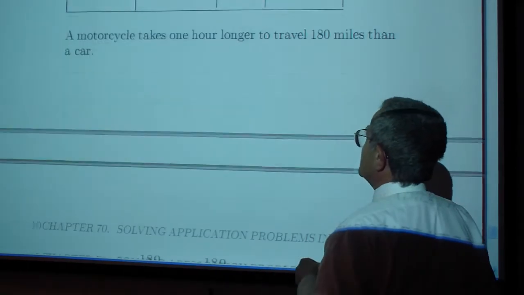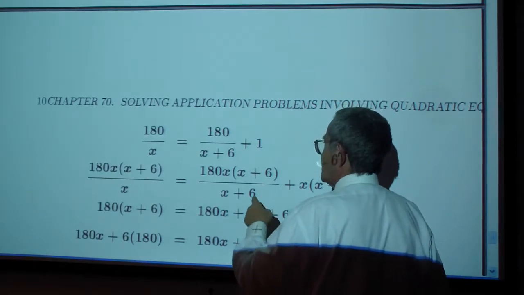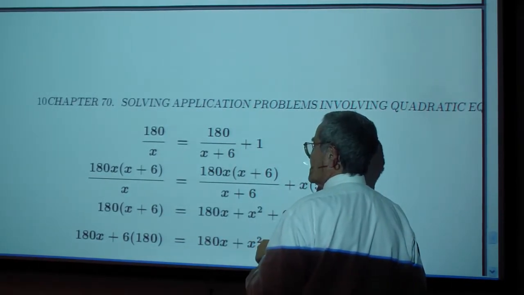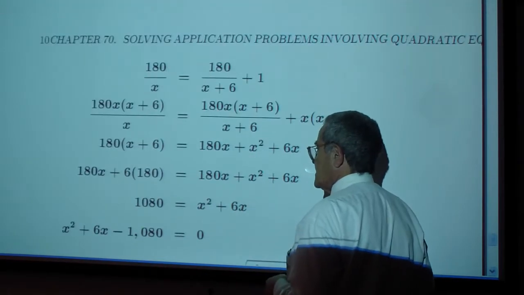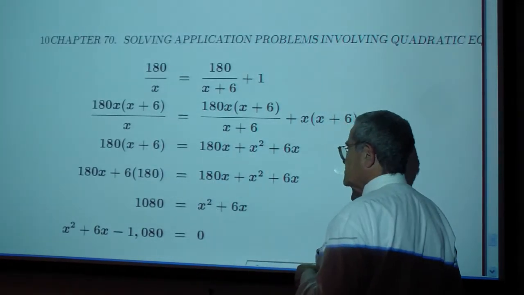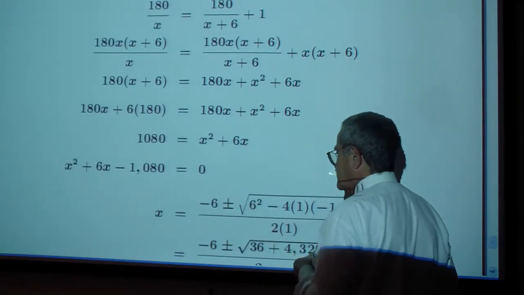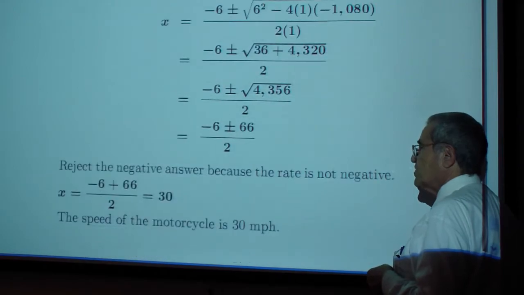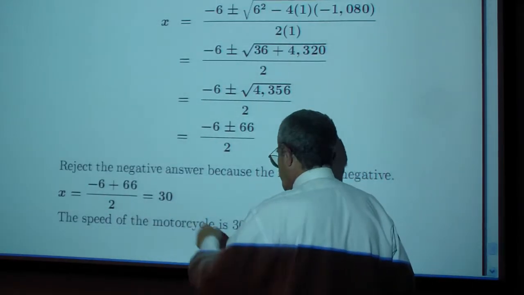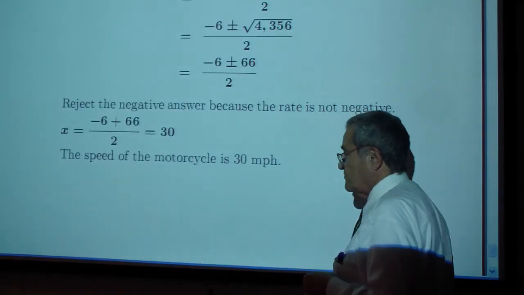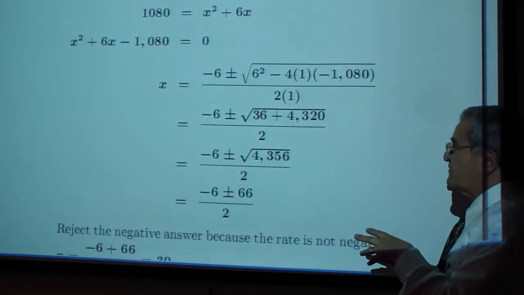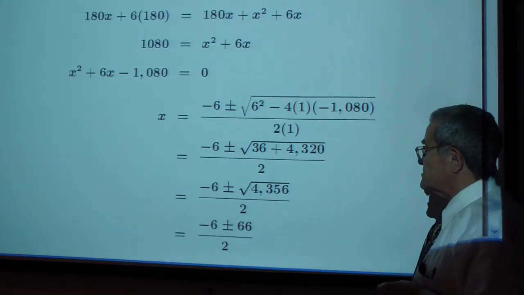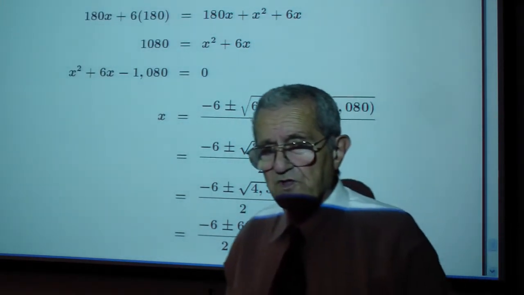The car is 180 over x plus 6, and the motorcycle takes 1 hour longer than the car, so this is correct. Multiply by the least common denominator, distribute, collect like terms, you get a quadratic. Apply the quadratic formula, and you're supposed to get x, which is 30 miles per hour. Now this is a little bit fast. You can stop the tape anytime. You can look at the numbers and see if they agree with what you have done.